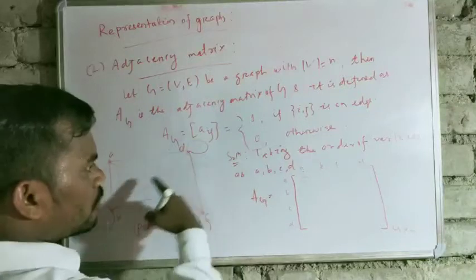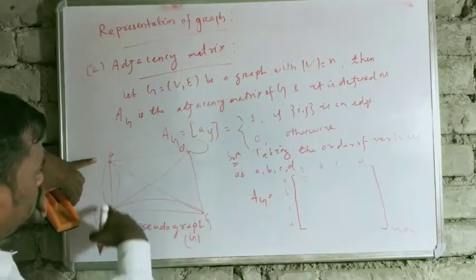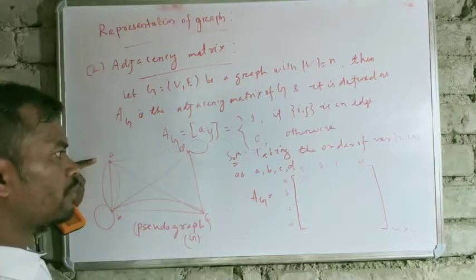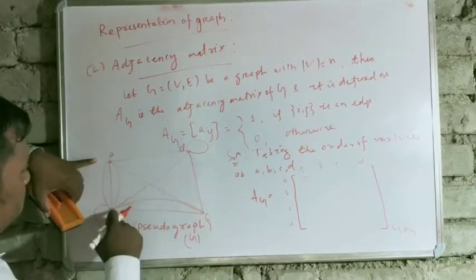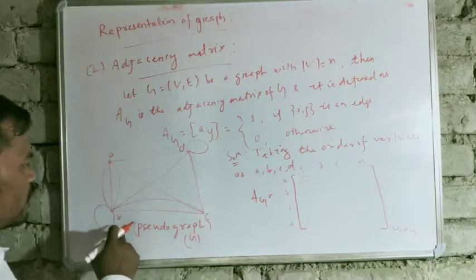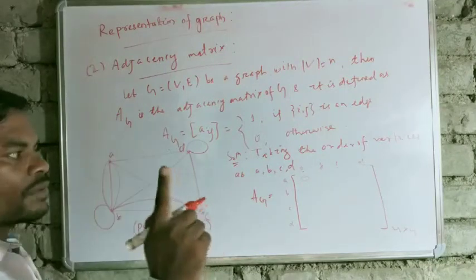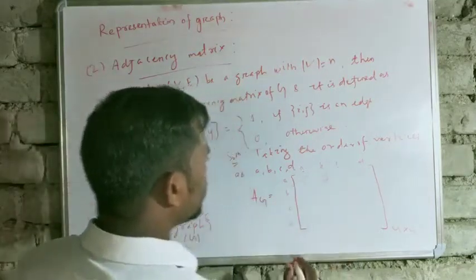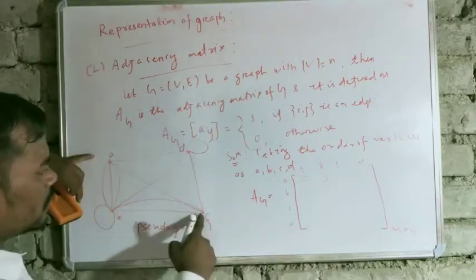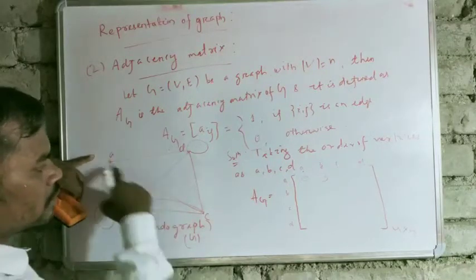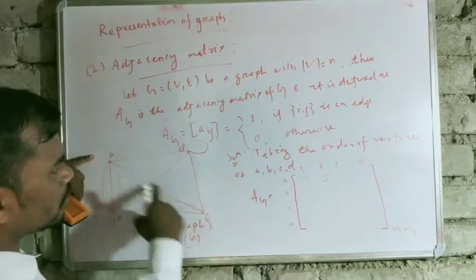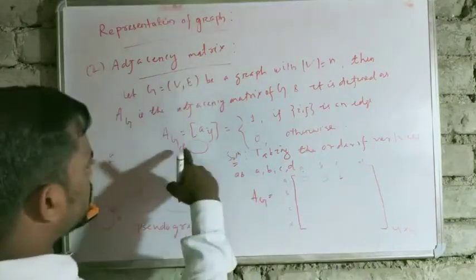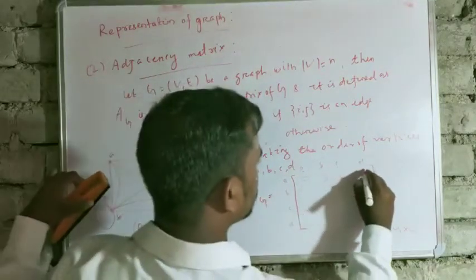Similarly, A to B, there are 3 edges that connect vertex A to B. So for each edge we have to write 1. Since there are 3 edges, you have to write this one as 3. And A to C, 1 edge. Okay, A to C, 1 edge, and A to D, 1 edge.